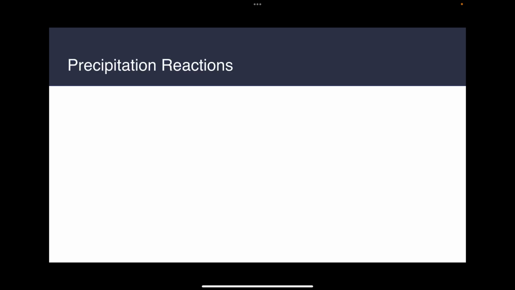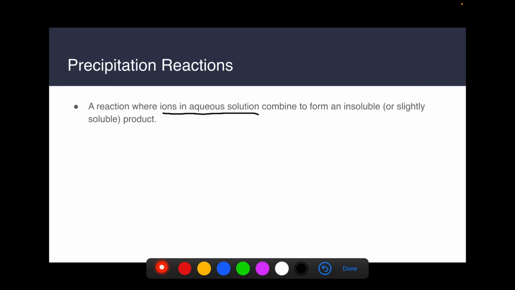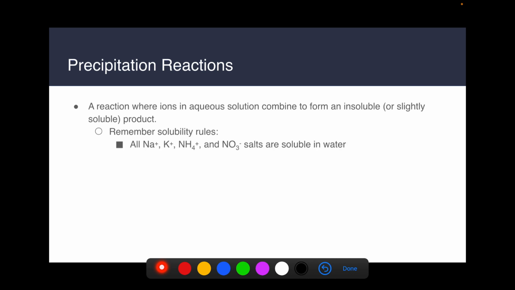Let's start with precipitation reactions, which we've already looked at a bit. In a precipitation reaction, ions in aqueous solution combine to form an insoluble or sometimes slightly soluble product. In order to determine what's insoluble, recall that you're required to know the following solubility rules. All salts that contain sodium, potassium, ammonium, or nitrate are considered soluble in water. That means any compounds containing those ions will be soluble. You can assume that any other compound is insoluble unless you're given additional information.